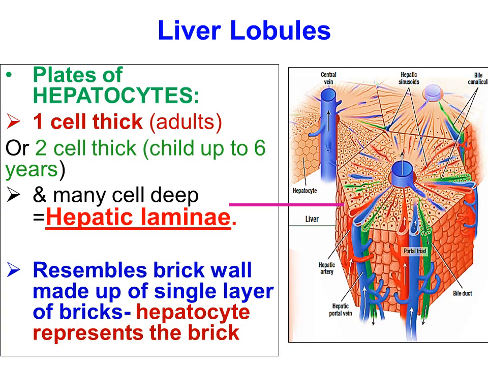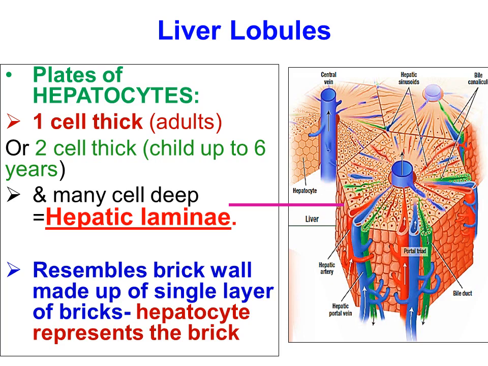If we see in this diagram, the basic cell, that is the hepatocytes, are seen as radiating outwards as plates or sheets of cells known as hepatic lamina. They are radiating away from the central vein. The plates of hepatocytes that are 1 or 2 cells thick and many cells deep are formed, that are known as hepatic laminae. They resemble a brick wall made up of a single layer of bricks.